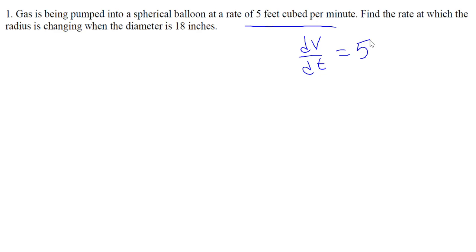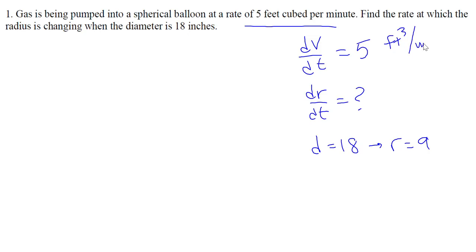We want to find the rate at which the radius is changing, right? So we want to find dr/dt, the rate of change of the radius, when the diameter is 18. If the diameter is 18, then of course that means our radius is 9. And since this unit up here is in feet cubed per minute, 9 inches, we really want to convert that into 3/4 of a foot so that all of our units match up when we do this problem.